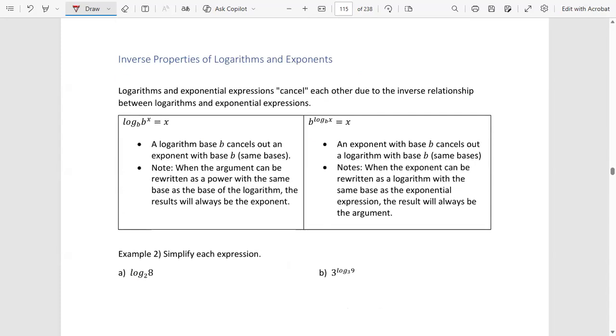Another property of the log is called the inverse property, which applies when we have a mix of log and exponential functions. We said that log functions and exponential functions are inverses of each other. If we have a composition of these two functions, with an exponential term inside the log, or a log as a power of an exponential term, they always cancel each other.